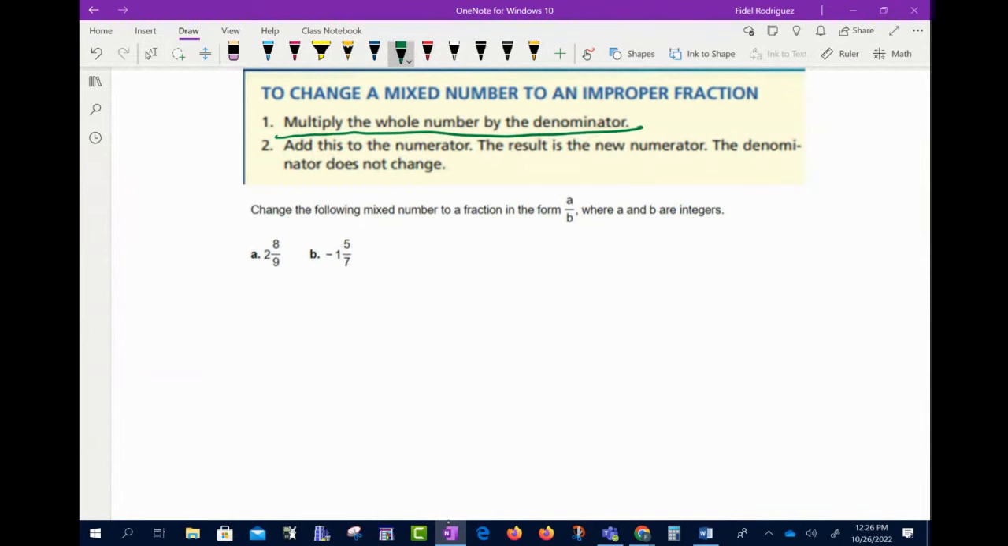Multiply the whole number by the denominator. So we're going to multiply like this. 9 times 2 is 18. Okay, then I'm going to add the number on the top. 18 plus 8, that's going to give me a 26. And the number on the bottom stays as a 9.